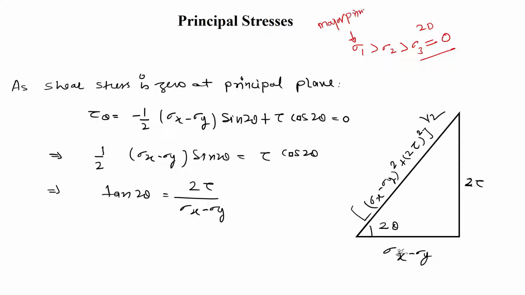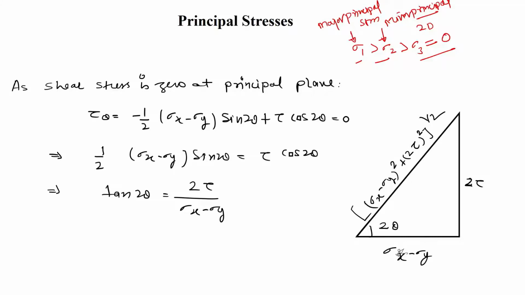This is the major principal stress, and this is the minor principal stress. The planes associated with these two stresses are known as the major principal plane and minor principal plane.